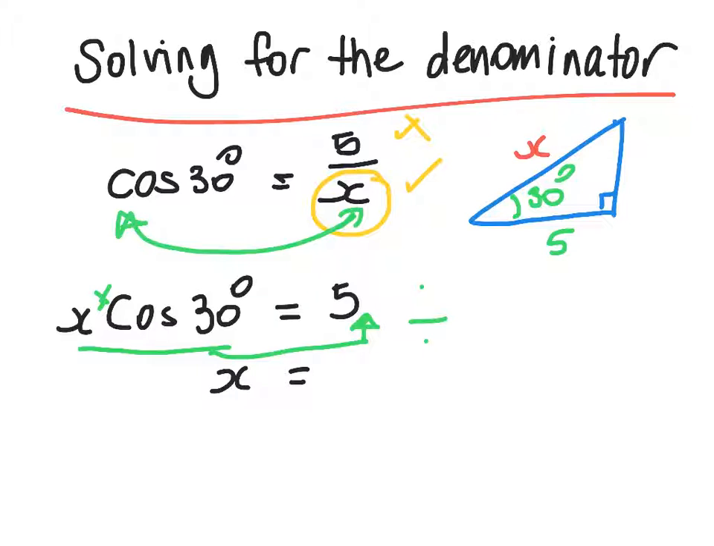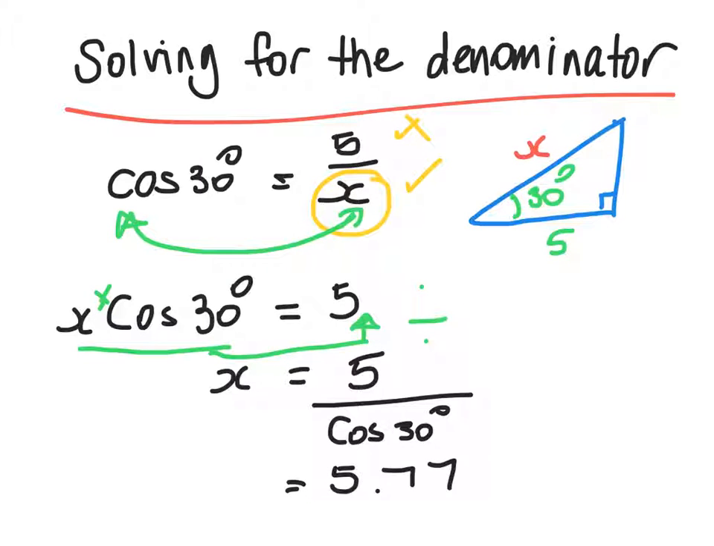We leave x there. We have 5 over our denominator, which will be cos 30 degrees. And this equals 5.77, and I'm just rounding it to 2 decimal places.